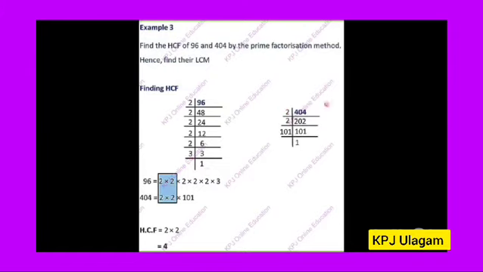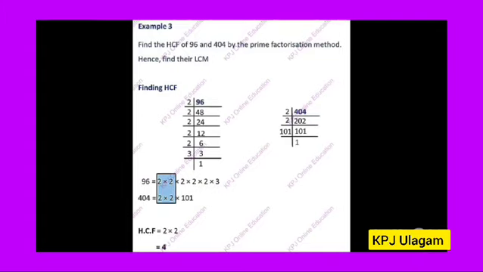Now I can divide 404 by 2 to get 202. Again I can divide by 2, so I get 101. 101 is a prime number, so I am going with 101 and I get 1. So my factors for 96 are 2 into 2 into 2 into 2 into 2 into 3, and for 404 are 2 into 2 into 101. Now I have to find the common factors for both the numbers, which is 2 into 2. So my HCF is 4.